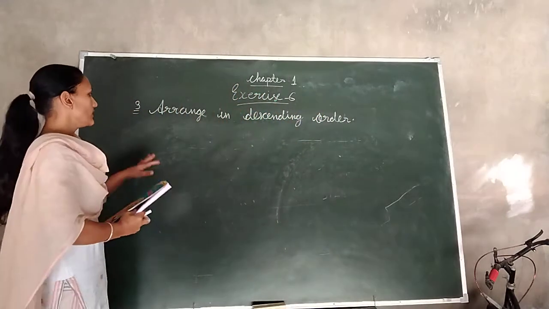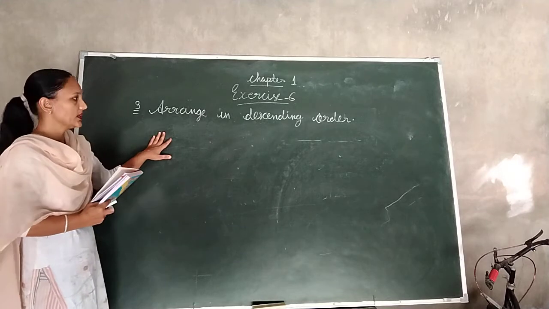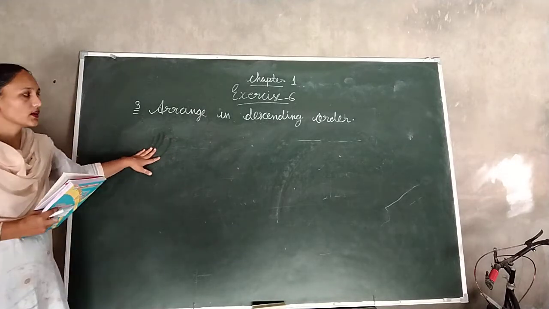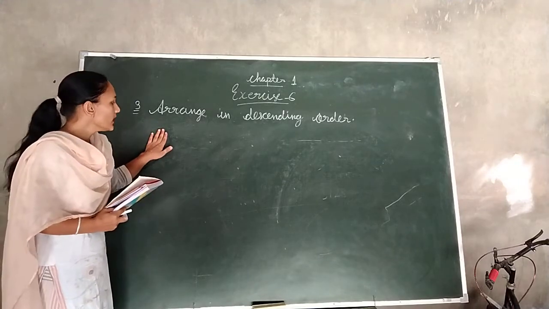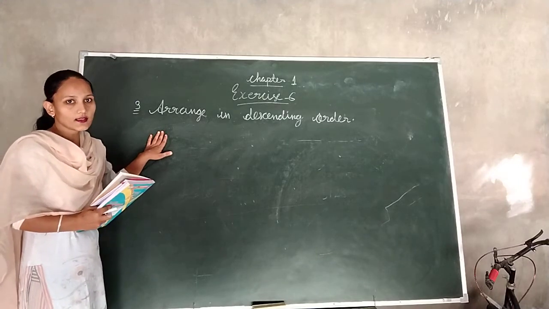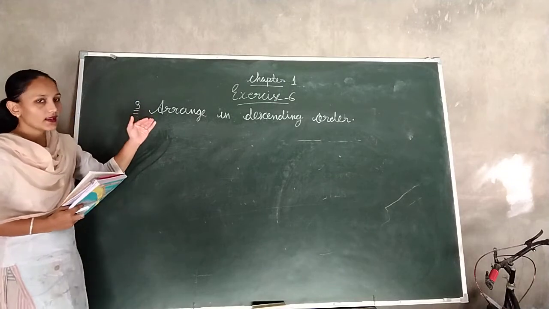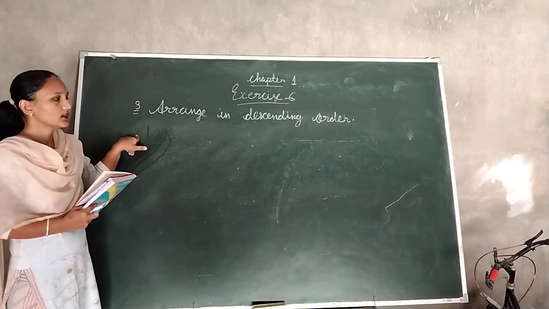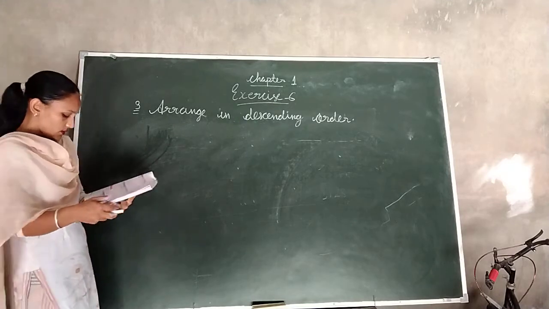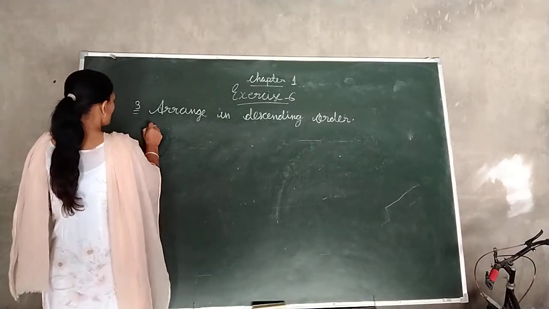Now we have given a series and we have to arrange that series in descending order. In descending order, what we have to do, we have to find the greatest number, and after that we have to go downwards. So we are going to solve question first.